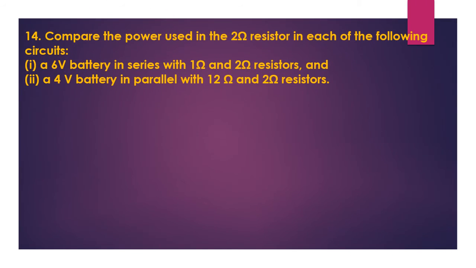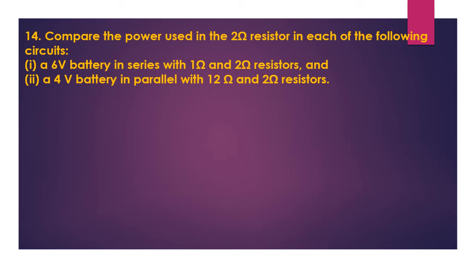Question number 14. Compare the power used in the 2 ohm resistor in each of the following circuits. A 6 volt battery in series with 1 ohm and 2 ohm resistors, and a 4 volt battery in parallel with 12 ohm and 2 ohm resistors. So children, here we have to compare the power, that is take the ratio of two powers. Let that two powers be P1 and P2. And we have to compare the power used in the 2 ohm resistor.